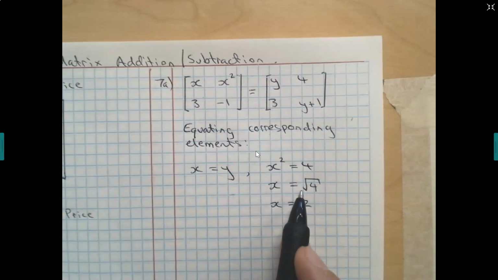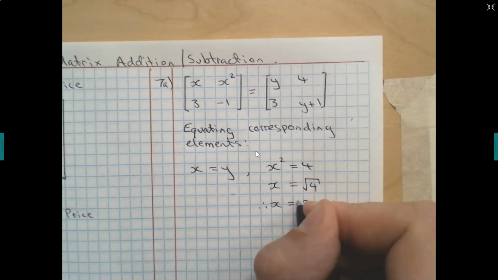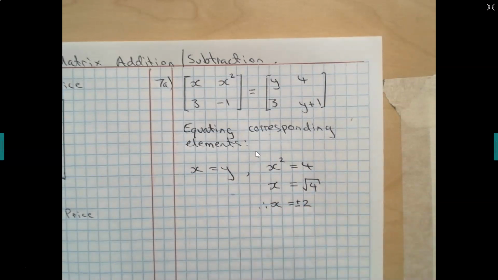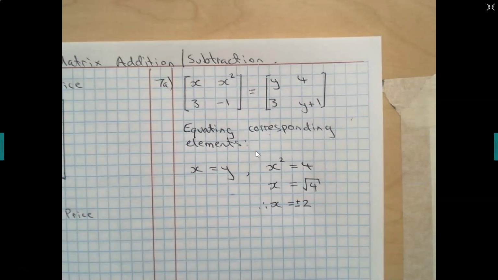Now, when we take the square root of a number, it can actually be plus or minus 2. Why? Because if I do positive 2 squared, what do I get? 4. And then if I do negative 2 all squared, I also get 4. Alright, so x could be plus or minus 2. That's why I've got the plus or minus.